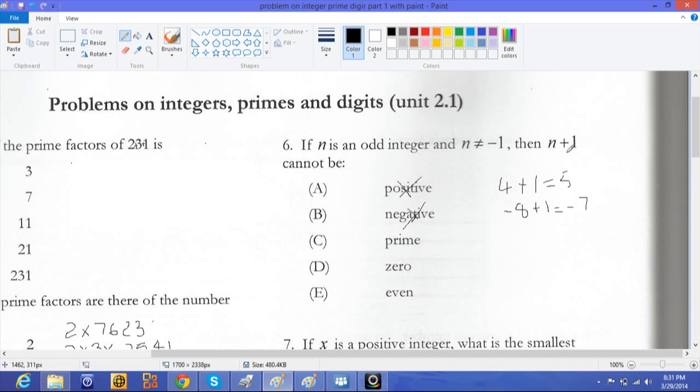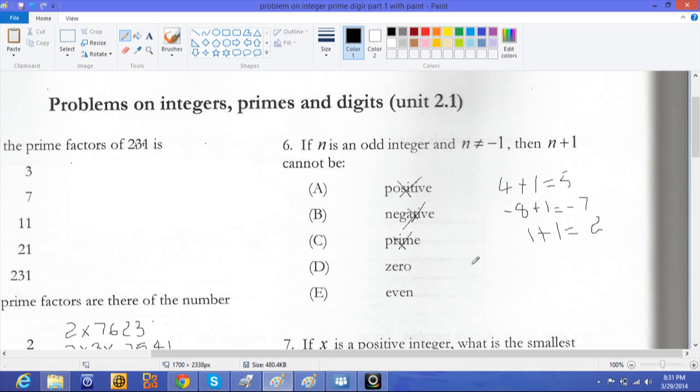Okay, can n plus 1 be equal to a prime number? Let's say if n equals 1, this is the only prime number. If n equals 1, 1 plus 1 gives me 2, right? 2 is a prime number, so it can be a prime number.